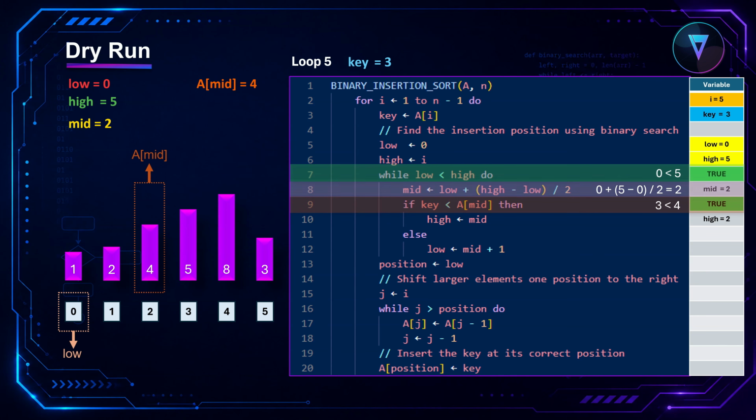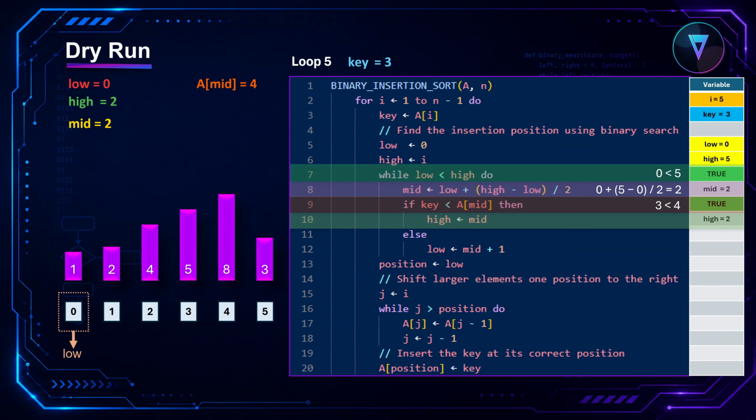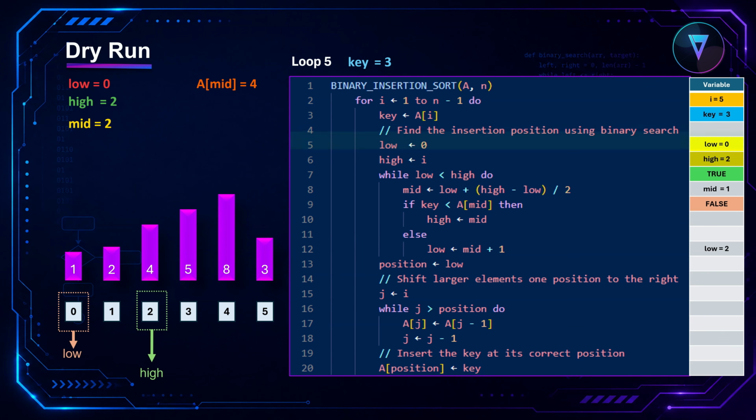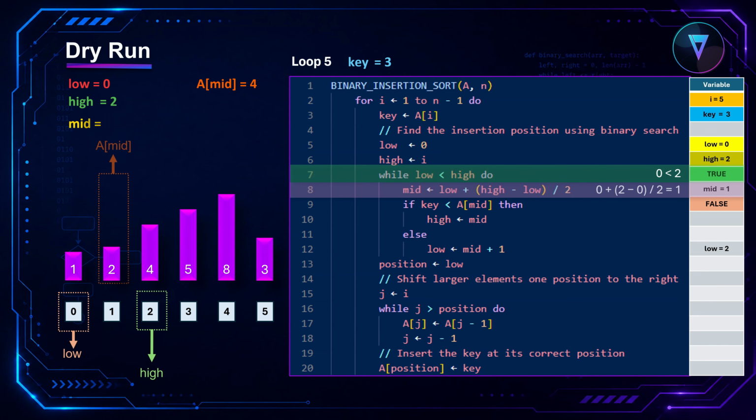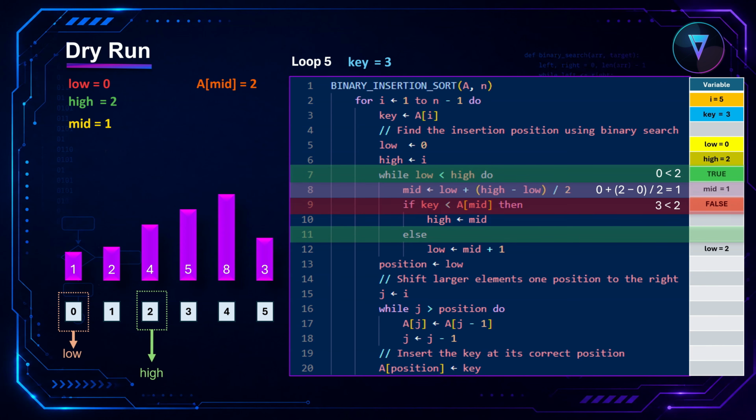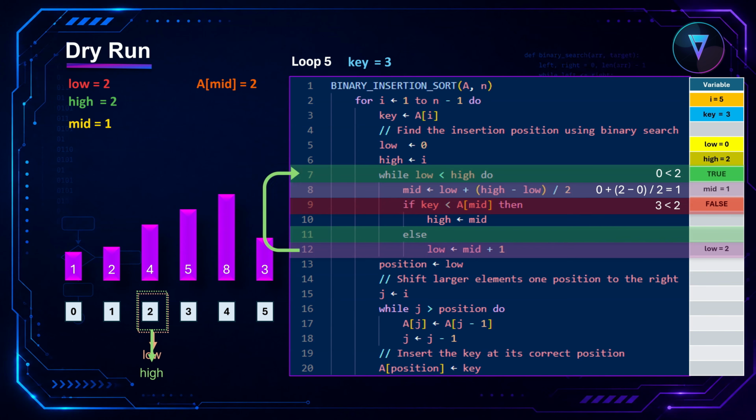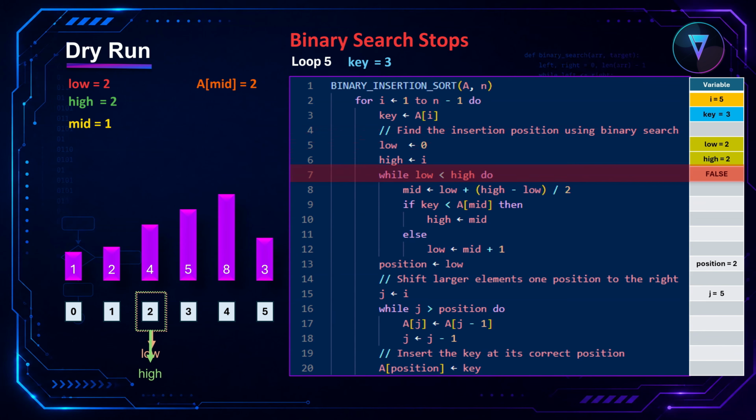Yes. Therefore, high becomes mid, which is 2. Low is 0 and high is 2. Because 0 is less than 2, calculate mid again. Mid is 0 plus half of 2 minus 0. Mid becomes 1. The element at index 1 is 2. Is 3 smaller than 2? No. Therefore, low becomes mid plus 1. Low becomes 2. Low and high are now both 2. Binary search stops and the insertion position is index 2.